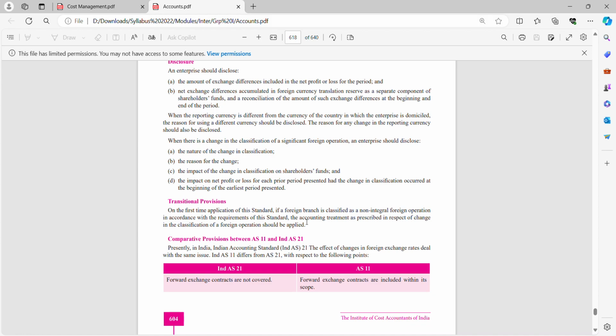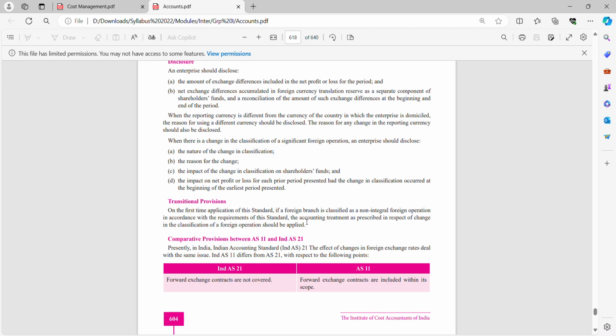When there is a change in classification of a significant foreign operation, an enterprise should disclose the nature of the change in classification, the reason for the change, the impact of the change in classification on shareholders' fund, and the impact on net profit. So all these things need to be disclosed.